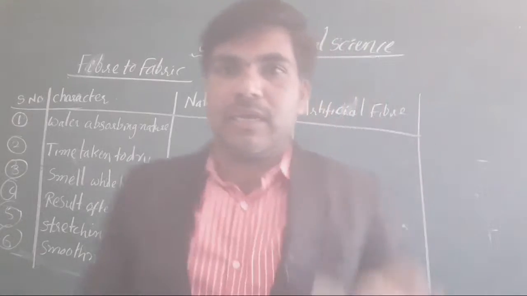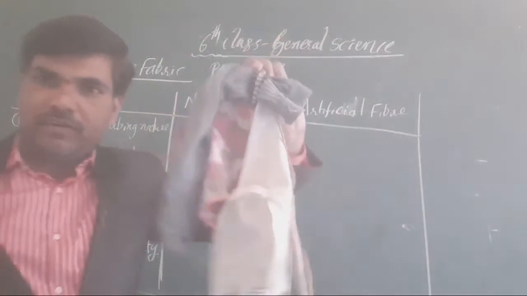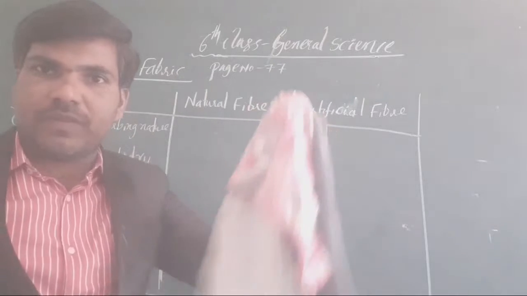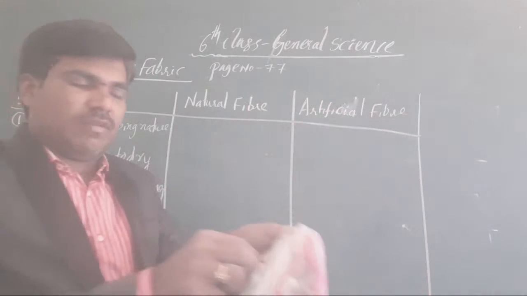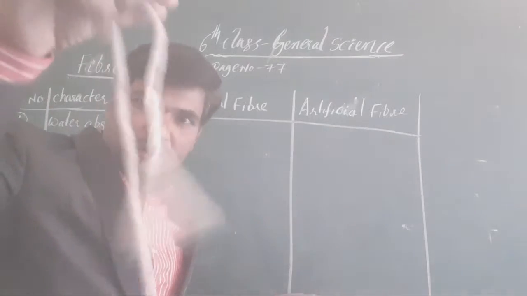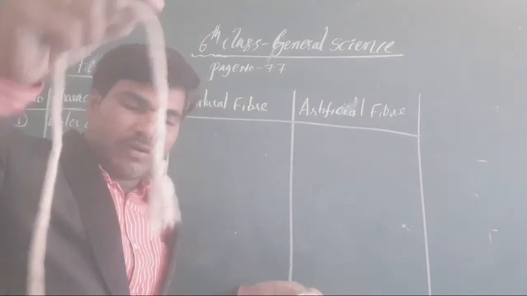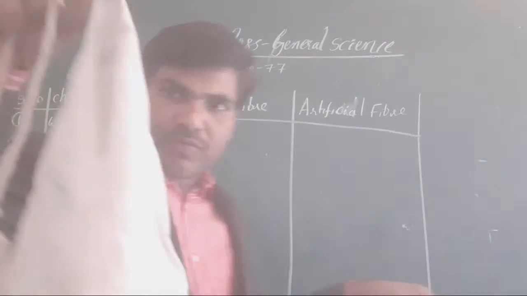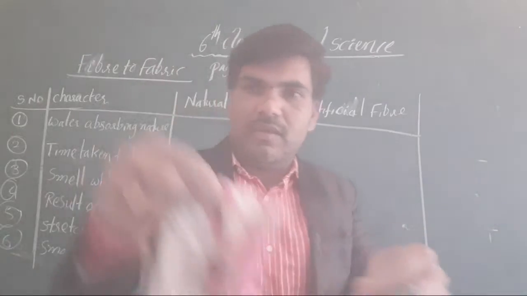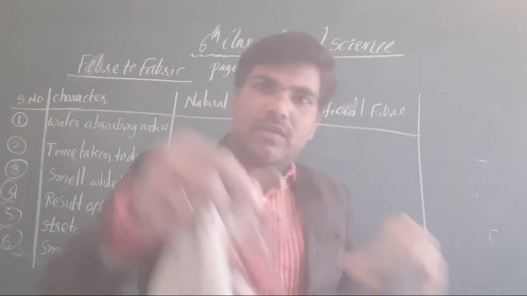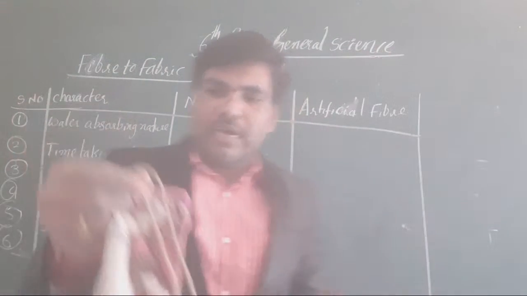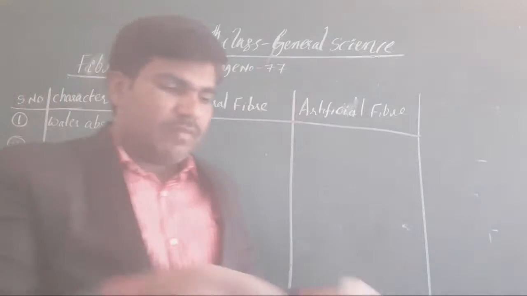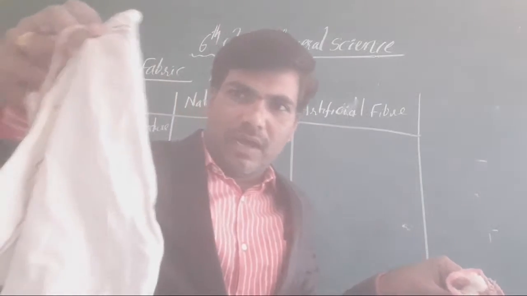These are the different types of fabrics we are taking. This is one type of fiber. This is another type of fiber. This is another type of fiber. This is another type of fiber. Which one is natural here? You know very well. These three are made from natural things.